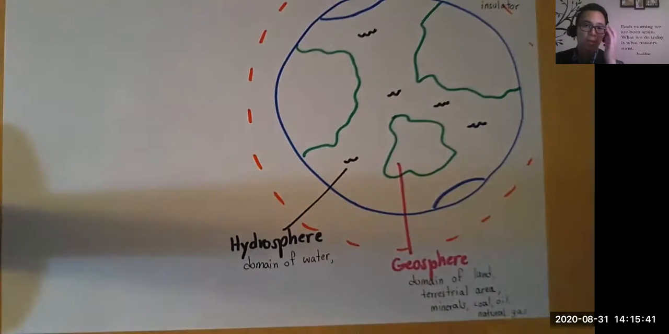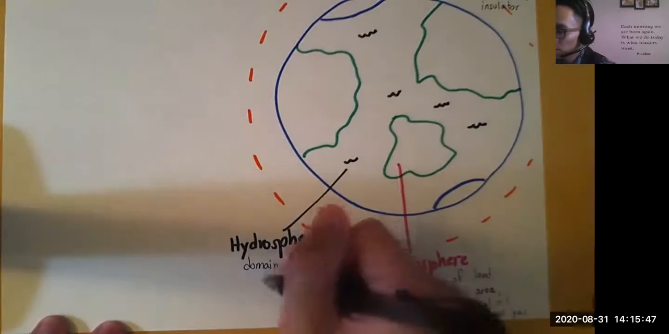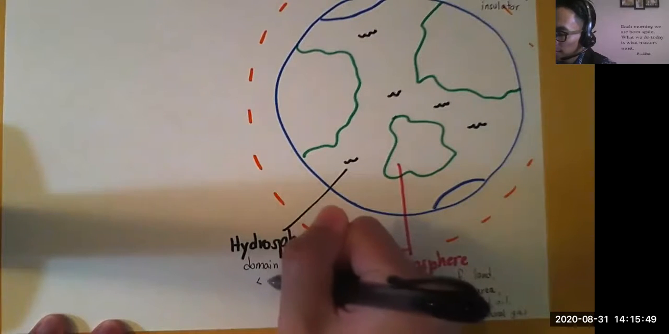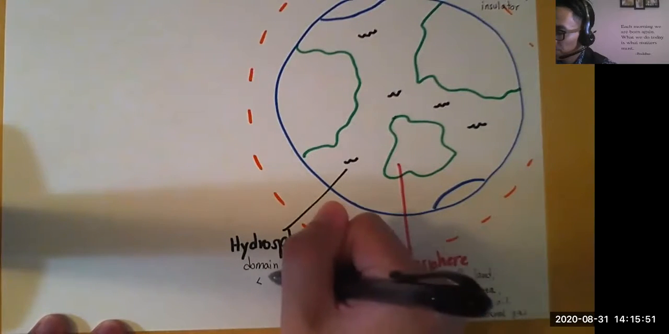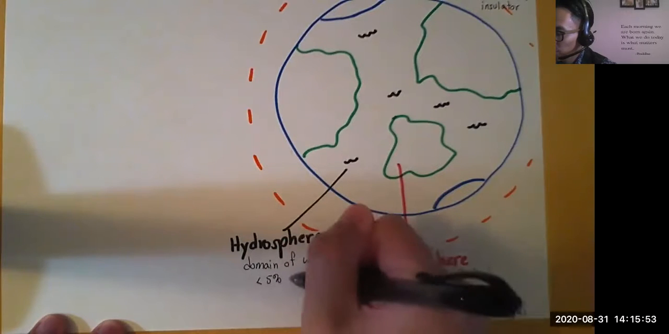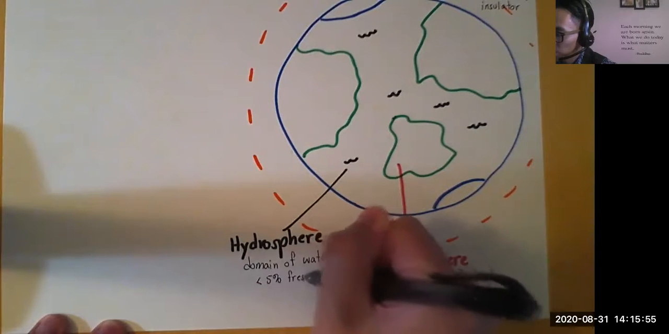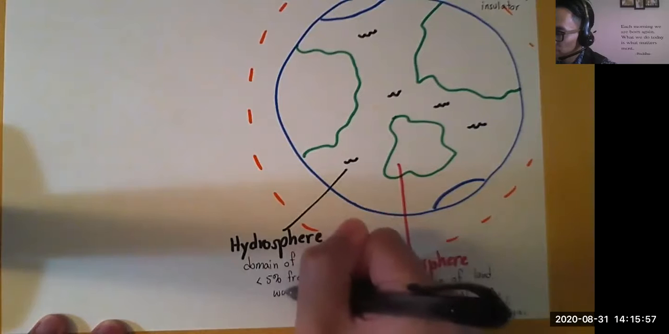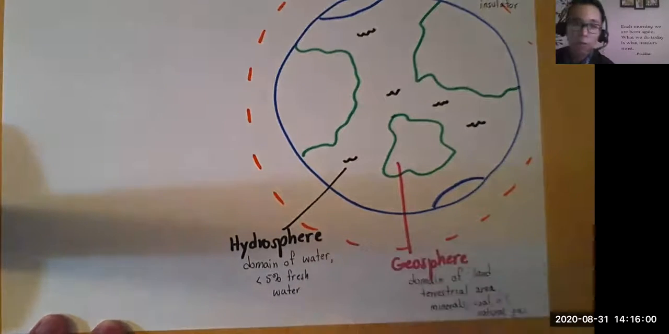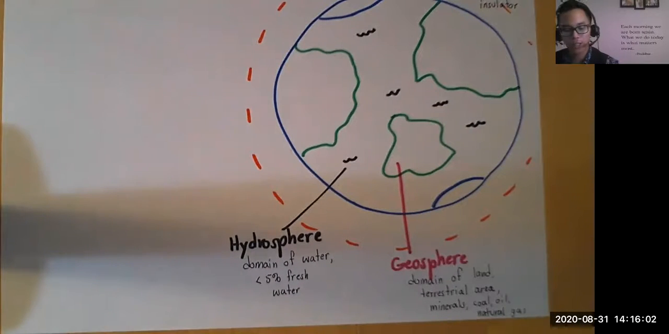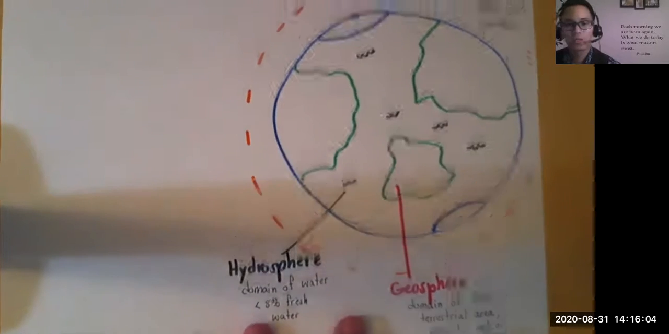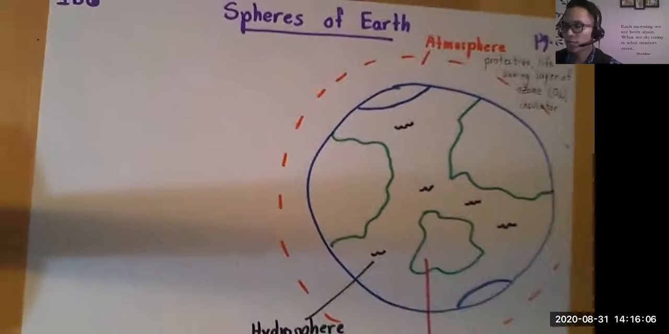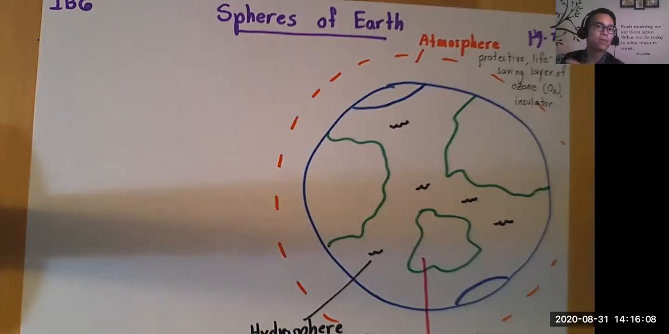Most of the water on our planet is salt water. There's only a small fraction of the water that's actually fresh enough for us to drink. And there is less than, that's a less than symbol, 5% fresh water. Can you believe that? So don't waste fresh water, everybody, unless you like to drink salt water, which I know you don't.